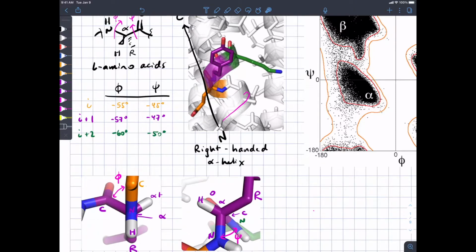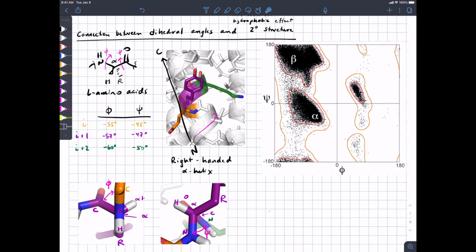Now, one amino acid at one isolated place in a protein for sure can adopt this dihedral angle, but if you have a string of them consecutively that adopt those angles, you're going to get an alpha helix. So secondary structure is really defined and described by these phi and psi angles.